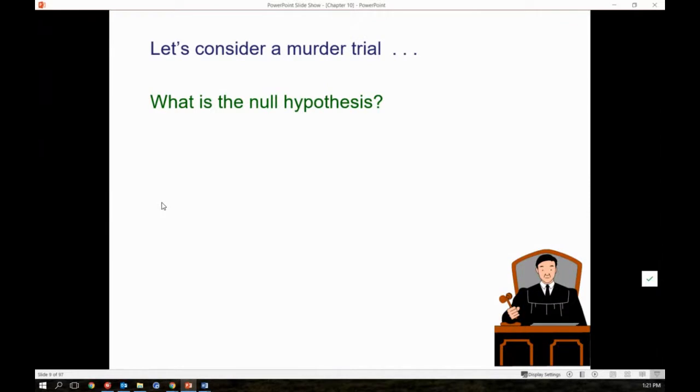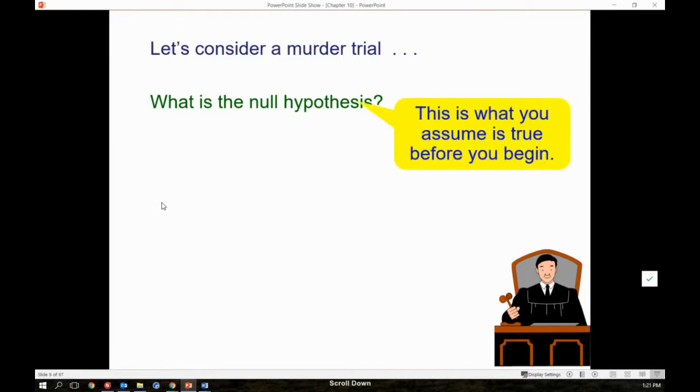Okay, who wants to be a volunteer? Let's say you're going to go up for a murder trial. Who wants to be the defendant? Will? Okay. So, Will, let me ask you this. When you go on trial, what do you want us to start assuming? That you're innocent until proven guilty. Okay, so what would our null hypothesis be? That you didn't do it. That you're innocent, right?